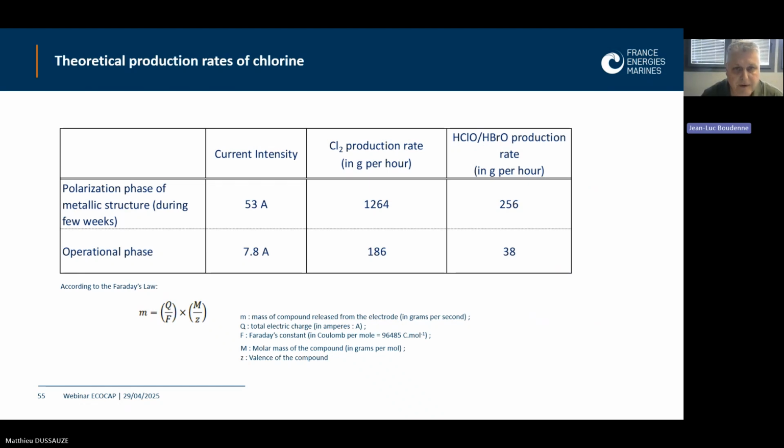By using Faraday's law, it is possible to calculate the amount of chlorine produced by one anode during the polarization phase, or during the operational phase. This level is thus around 200 grams per hour during the operational phase, as we can see in this table. This represents around 40 grams per hour of hypobromous acid. So it seems to be a huge quantity of hypobromous acid generated from one anode.